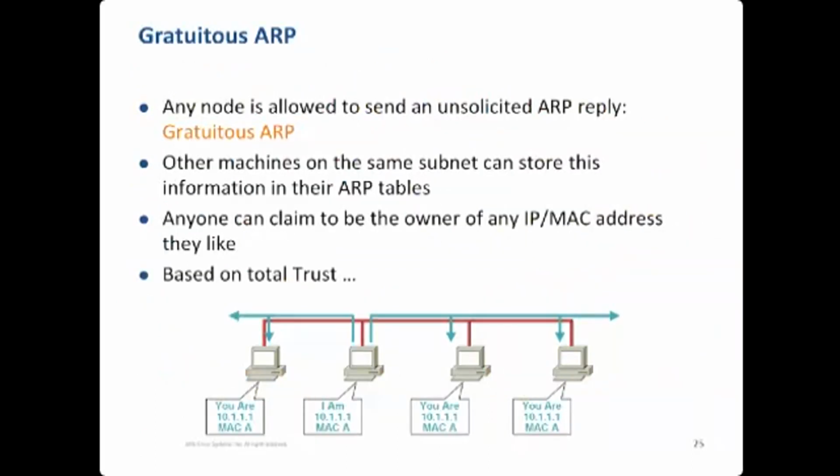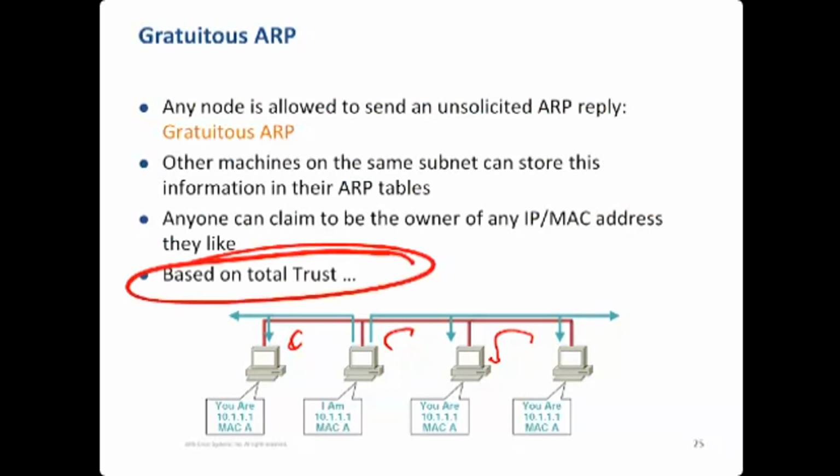Now what happens is that when all other machines receive this message, they also change their ARP table. Now this whole mechanism is based on trust. Now tell me where this can be misused. Anyone?